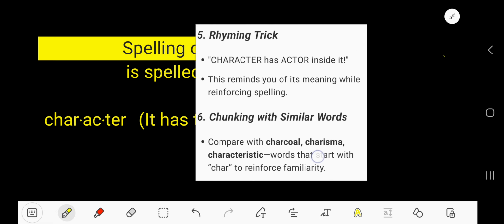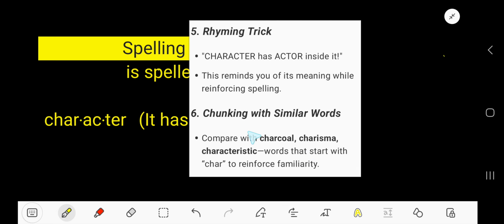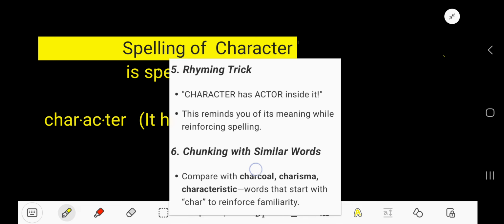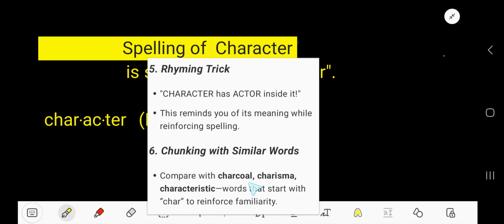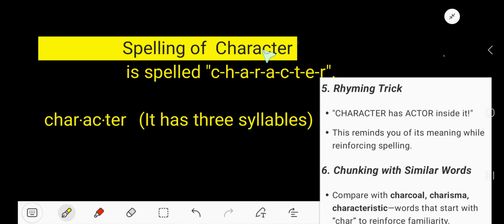Okay, here is more help. Look, compare with charcoal. Charcoal, the first part, look, says here. Charcoal, charisma. Okay, then characteristic. These words are starting with char. Says here. Character.